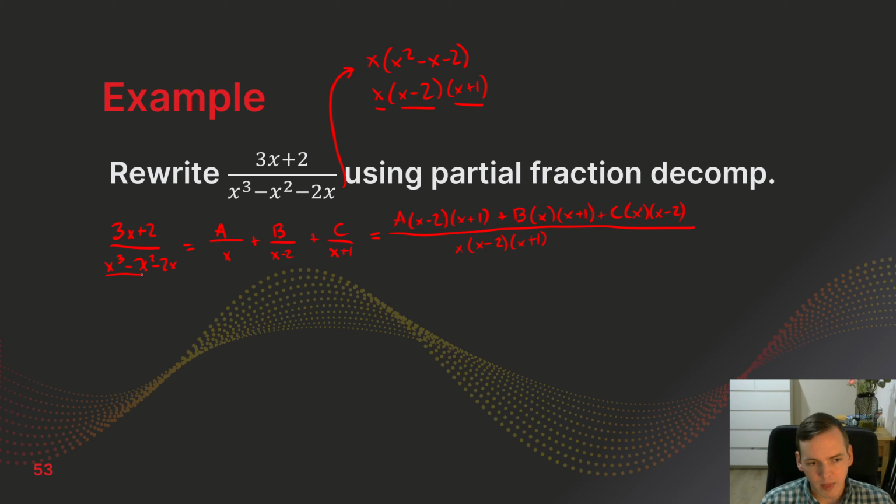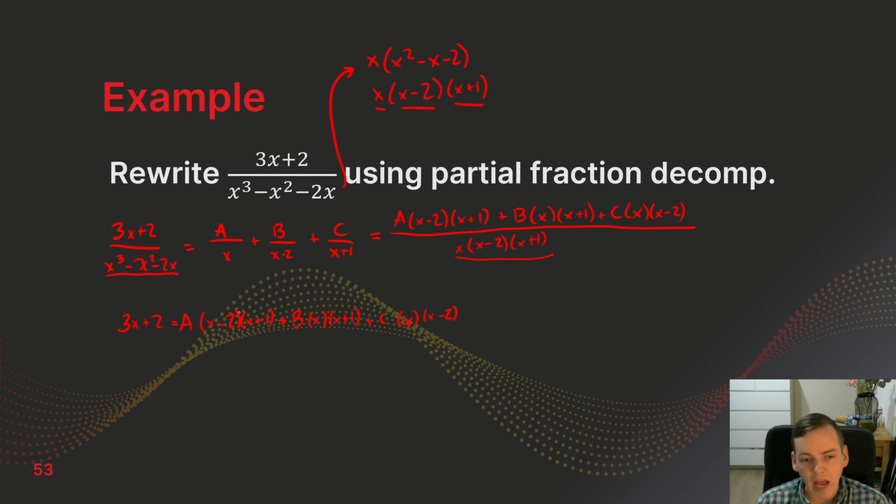We got that this denominator, x cubed minus x squared minus 2x, we factor that to get this. We can cancel that on both sides. And we'll be left with 3x plus 2 equals A times (x minus 2) times (x plus 1) plus B times x times (x plus 1) plus C times x times (x minus 2). So now what we could do is distribute the A, distribute the B, distribute the C, express it all out, and set up a system of 3 equations with 3 unknowns.